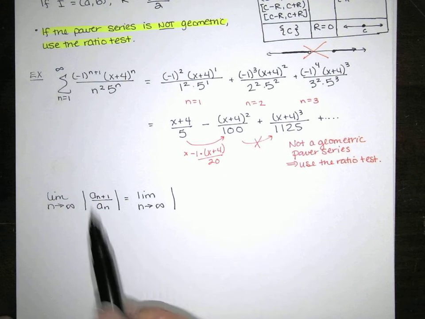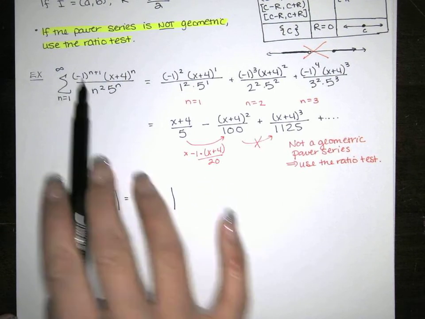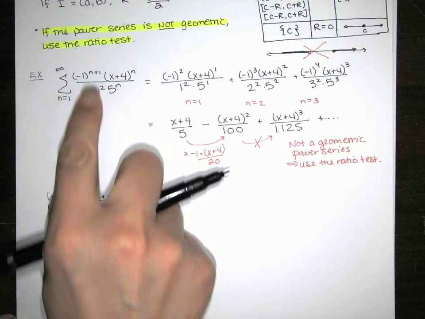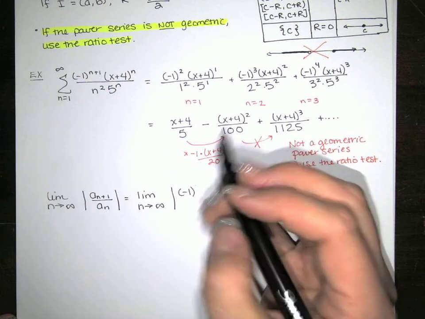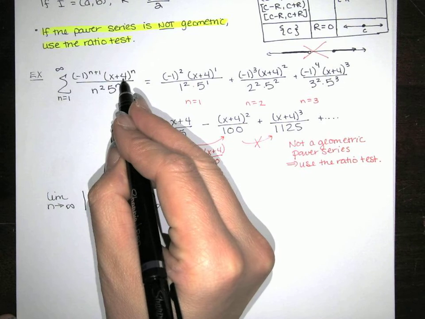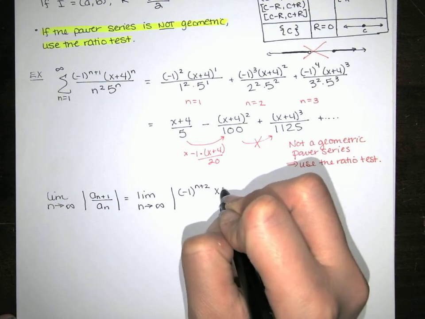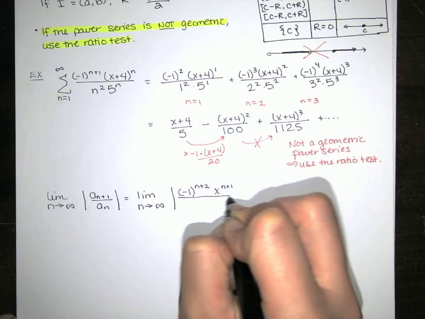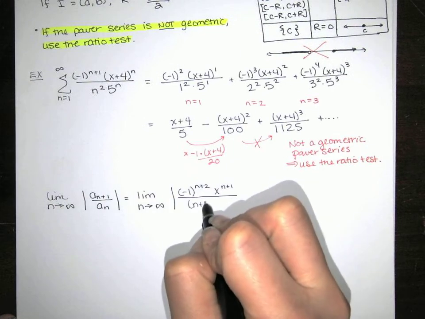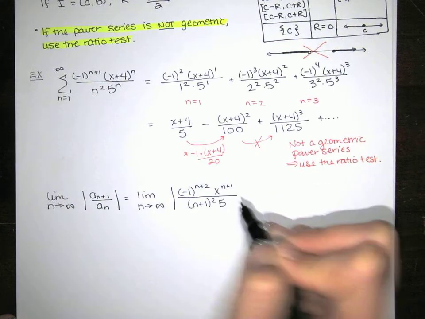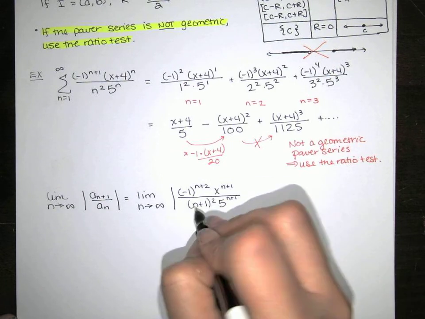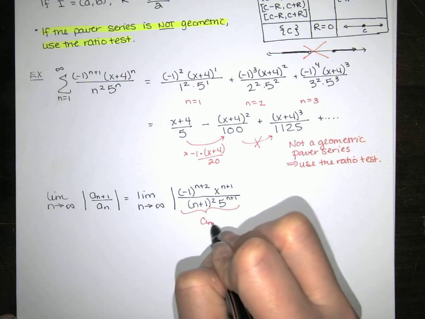And a sub n plus 1 just comes from replacing all of the n's here with n plus 1. So I've got negative 1 to the n plus 1 plus 1. That's negative 1 to the n plus 2. And that's (x + 4) to the n plus 1 now, all divided by (n + 1) squared instead of the n squared. And then I've got a 5 raised to the n plus 1. So this is a sub n plus 1.